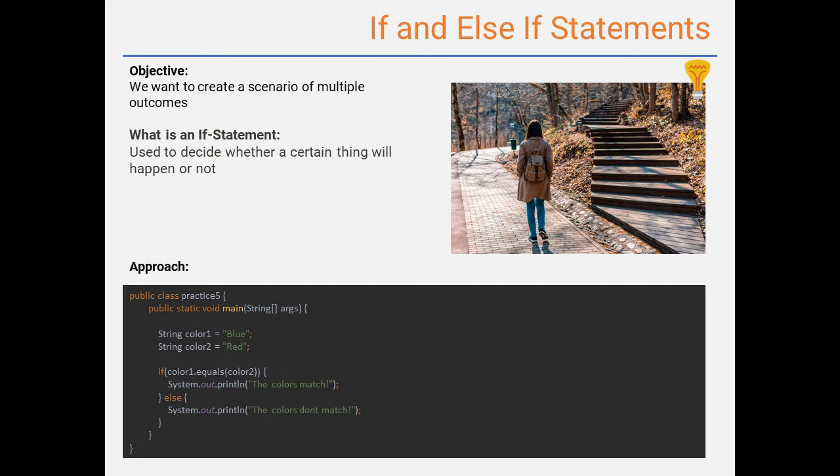Hi everybody, today we're going to be discussing if and else if statements, and our objective for today is to create a scenario of multiple outcomes. An if statement is used to decide whether a certain thing will happen or not happen. You can think about it like walking down the park, and you have different paths that you can take. You can take a flat surface path, or you can take the stairs.